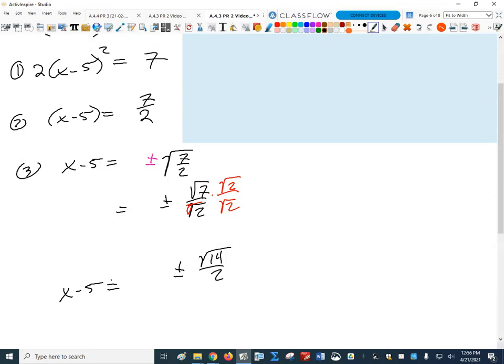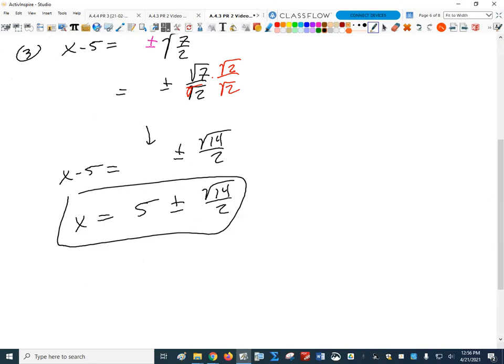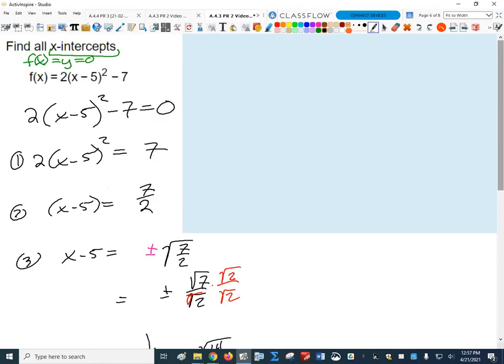We've got x minus 5 equals that. Last step, add 5. Right there. Okay, and our answers look like x equals 5 plus or minus square root of 14 over 2. And that's actually both of my solutions. Because when I add this symbol, it means plus or minus. There's a 2-for-1 deal, right? Okay? I could write them separately if I wanted to.